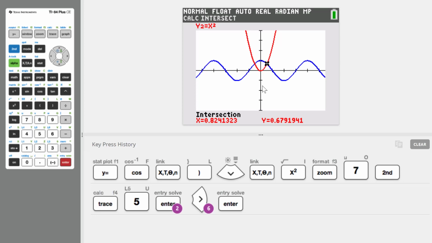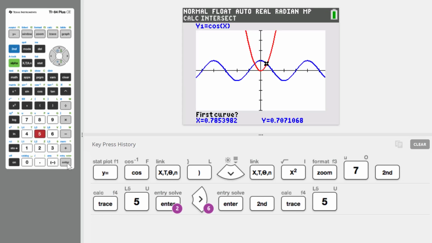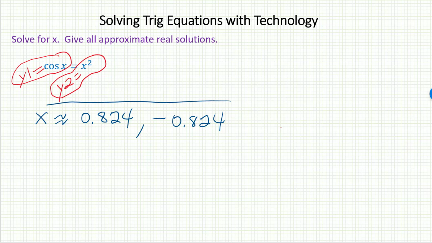Now, it does look like there's one more answer over here on the left. I don't know that I really need to use the calculator. I hope you can see from the symmetry of the graph what the answer must be. But I can go ahead and demonstrate. If I go back to the Calc menu, choose choice 5, intersect, say yes to the first curve, yes to the second curve. This time I'll move the cursor over next to that other intersection point, hit enter, and of course I get negative 0.824. These graphs are very symmetrical. And there are my two solutions.